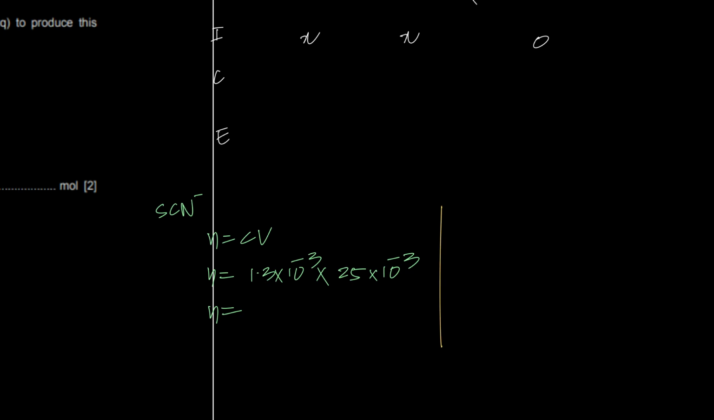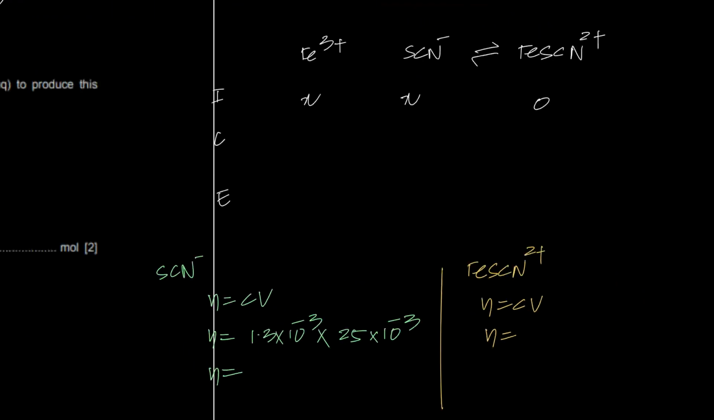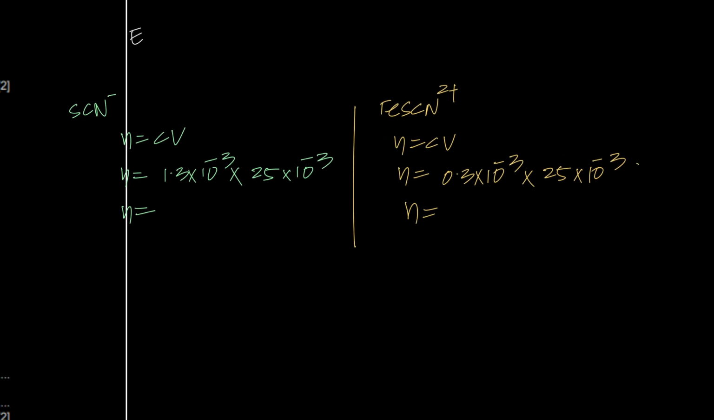I'll do it for FeSCN2+ as well. So n equals cV. Somebody calculate it and tell me. Moles I need to find. Concentration is given to me. It's 0.3 × 10^-3. That's the concentration. What's the volume? 25 × 10^-3. How many moles am I getting for both? Help me out, please.